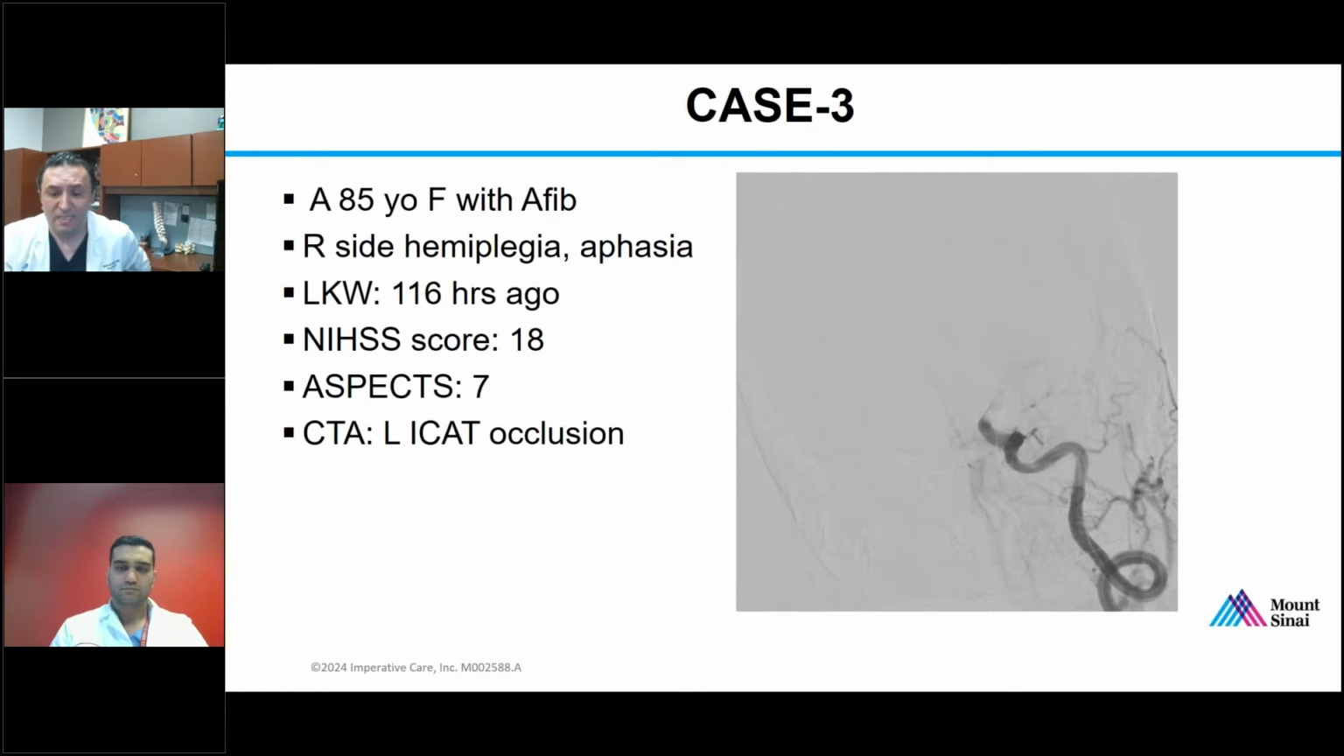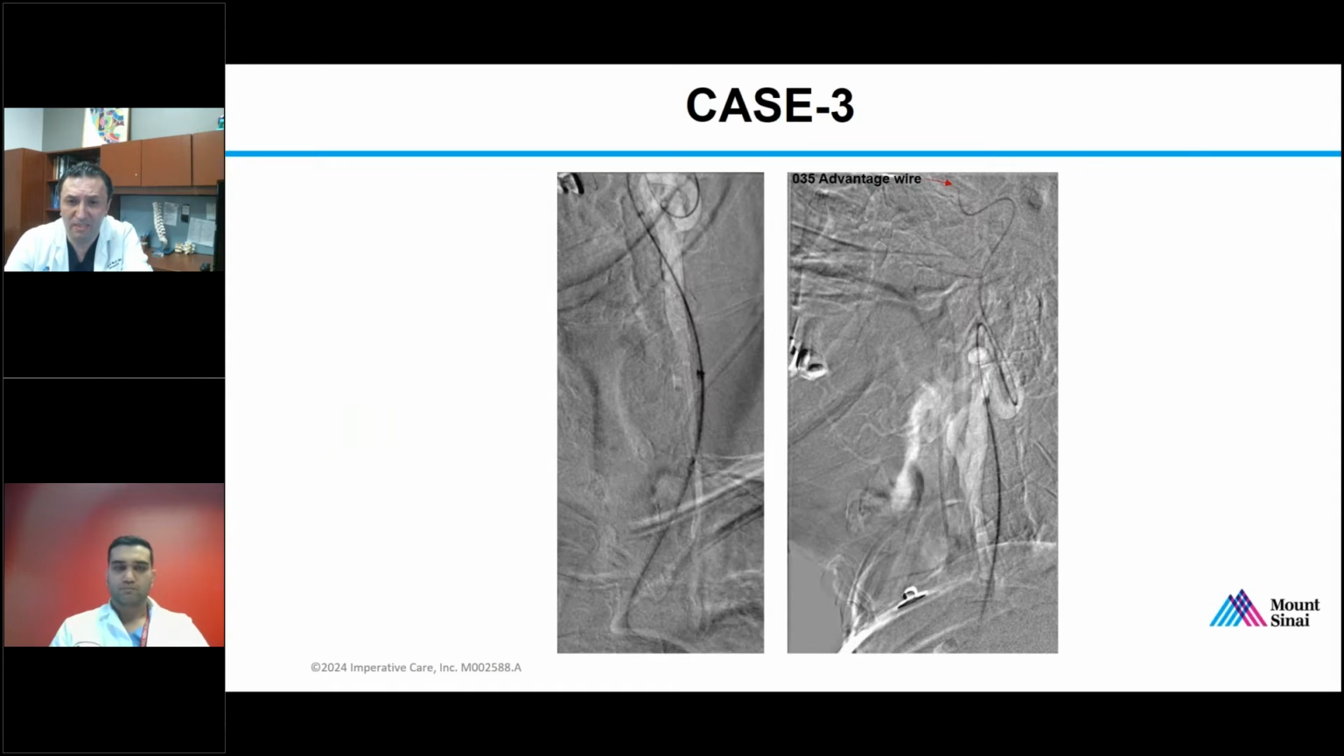There are also cases which are a little more difficult than the past two straightforward cases that I showed. In this lady, an 85-year-old presenting with left ICA terminus occlusion causing a disabling deficit, we're taking the patient for thrombectomy. As you see, the ICA has a full 360-degree loop in the cervical segment.